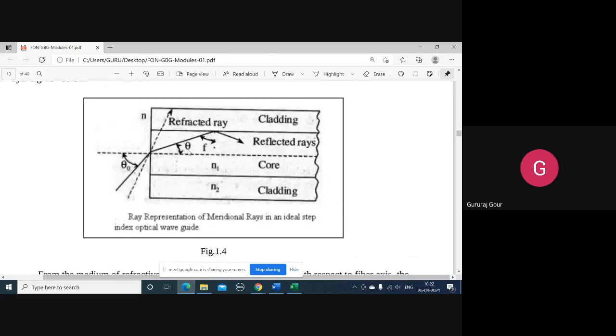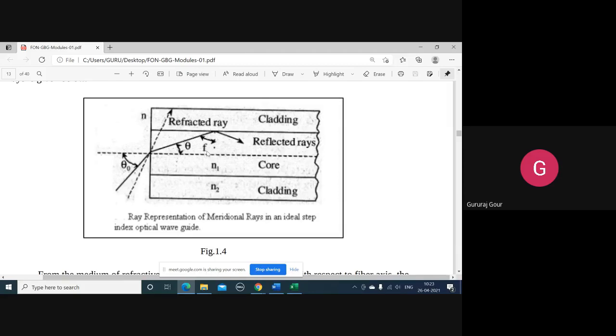Phi minimum is an angle. If you get any ray which is having an angle less than this theta, or phi minimum, then it will not undergo TIR. Understood? Theta naught will make this ray of light experience some minimum angle, that is theta or phi minimum, both are the same. That is mainly contributing to the TIR and supporting the propagation of optical rays throughout the optical fiber.